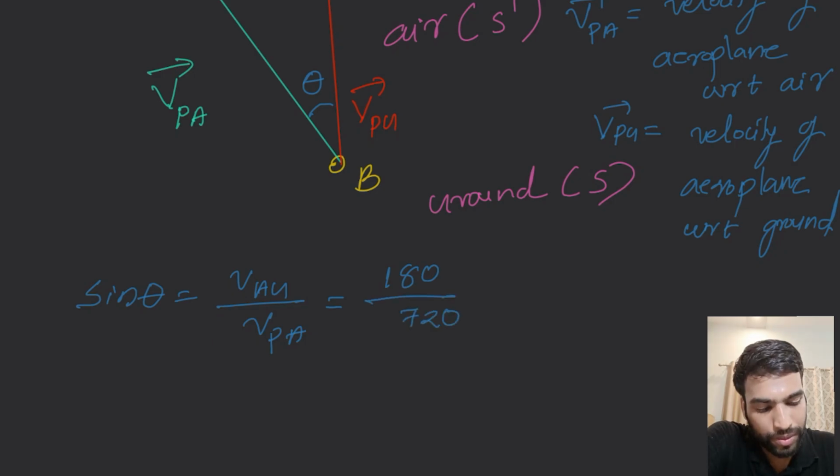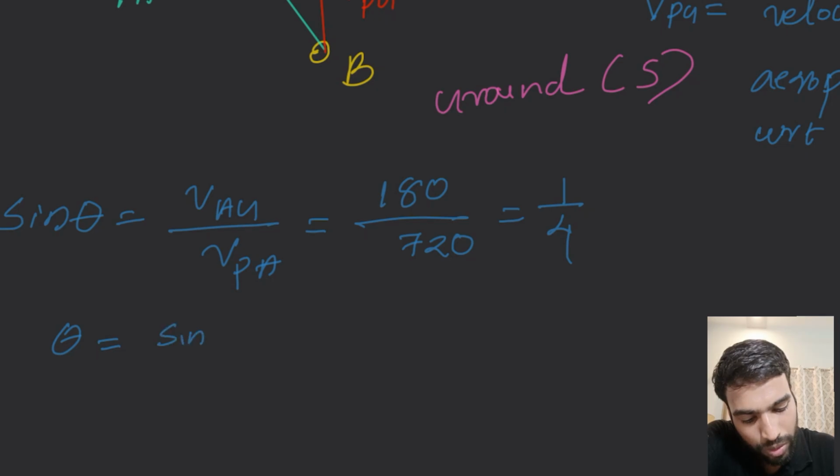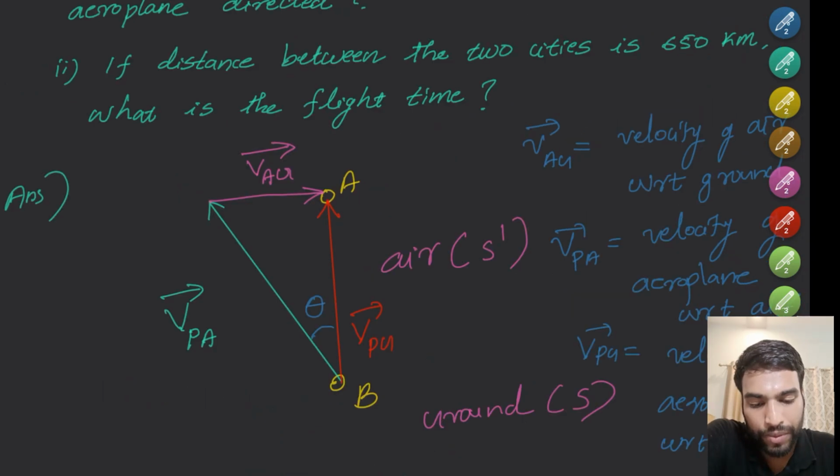All right, which is nothing but 1 divided by 4. So theta equal to sine inverse 1 by 4. This is equal to 14.47 degree, right? Good. We are in the second part, we are provided with the distance between A and B, right?